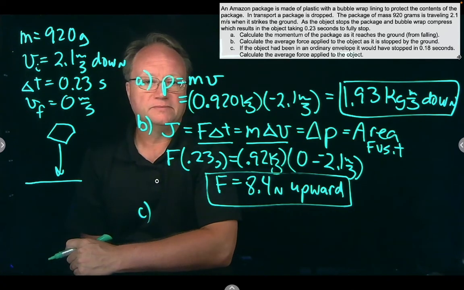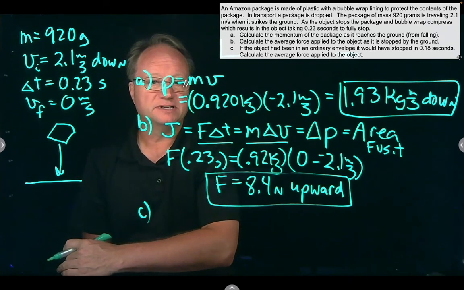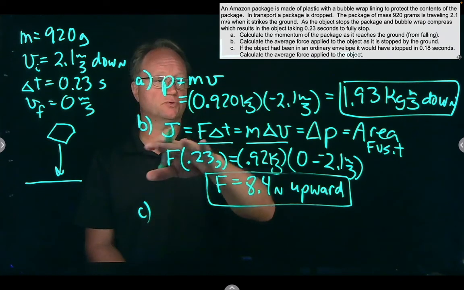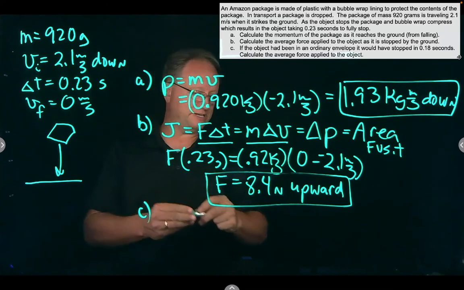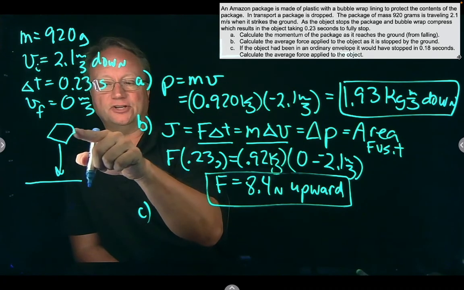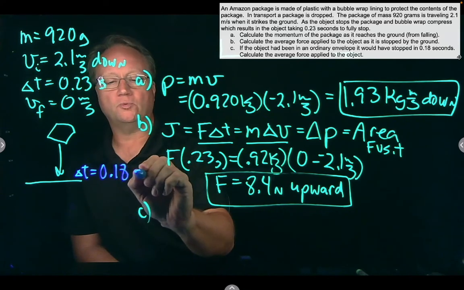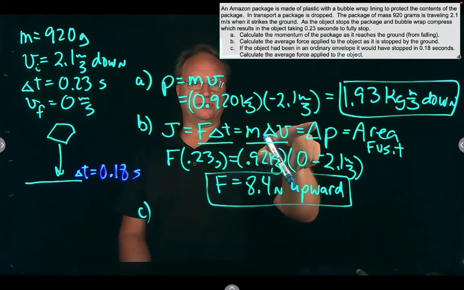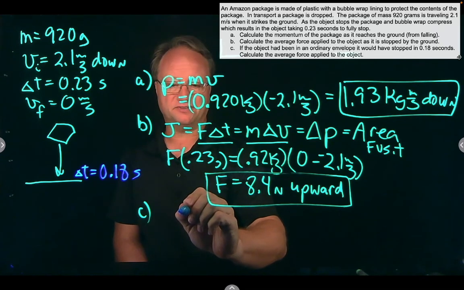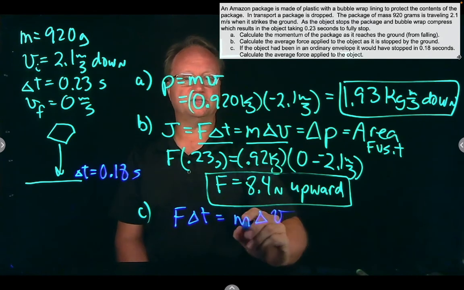Part C. If the object had been in an ordinary envelope, it would have taken 0.18 seconds in order to stop. Calculate the average force. So then part C, we're redoing a similar calculation to what we did in part B, except now we're saying, okay, it's an envelope now, and our time period is a little bit shorter, 0.18 seconds. So we're still going to use the same equation and even the same segment of the equation. F delta T is equal to M delta V.